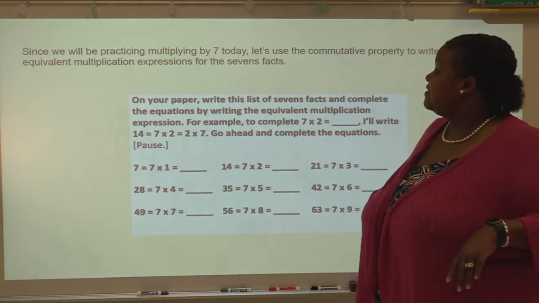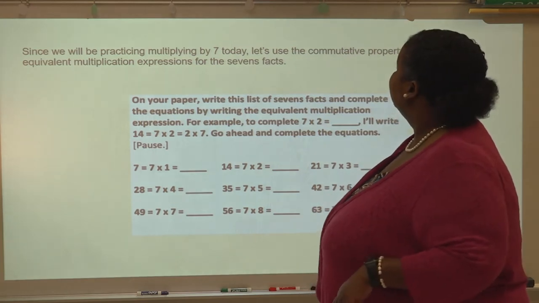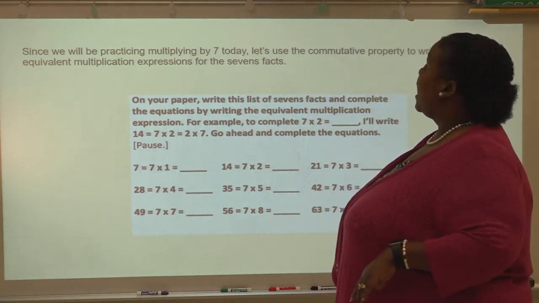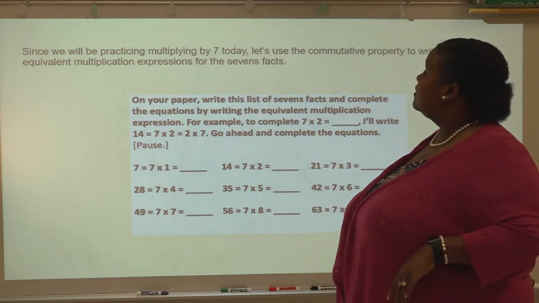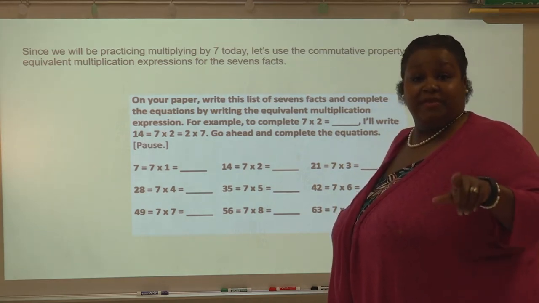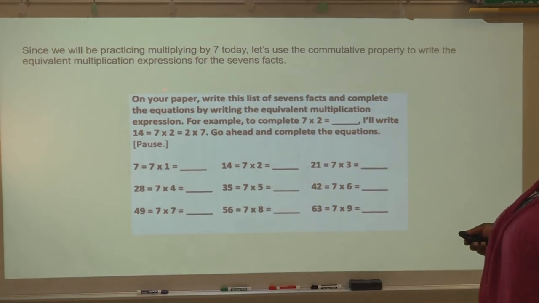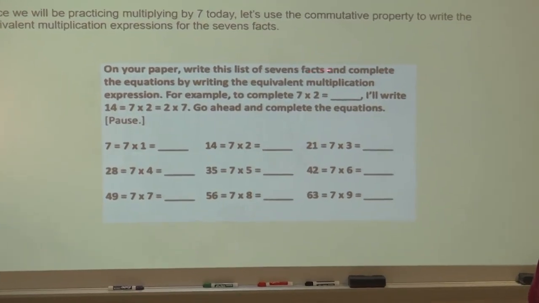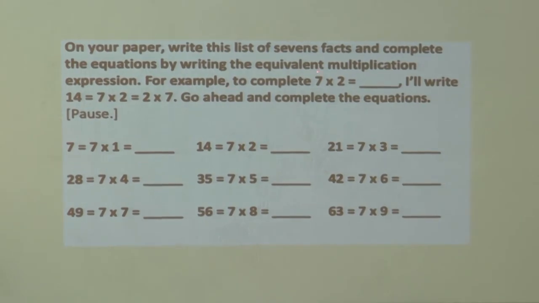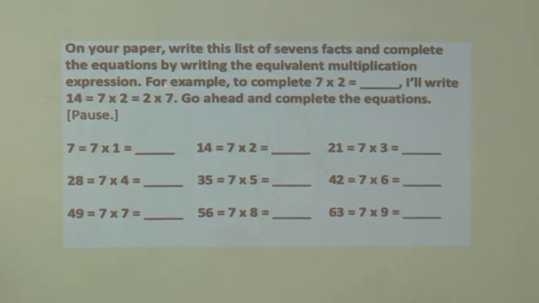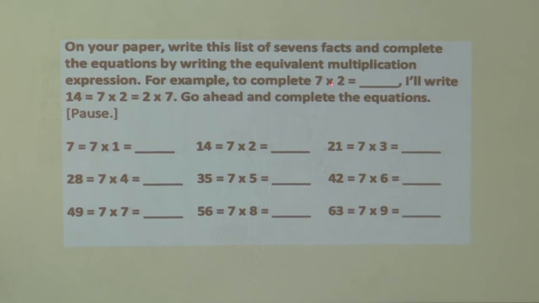Since we will be practicing multiplying by 7 today, let's use the commutative property to write equivalent multiplication expressions for the 7 facts. Now you're going to put this on your paper, okay? On your paper, write the list of 7 facts and complete the equations by writing the equivalent multiplication expression. For example, to complete 7 times 2 equals blank, I'll write 14 equals 7 times 2 equals 2 times 7. Go ahead and complete the equations. I'll give you about 1 minute to complete them.